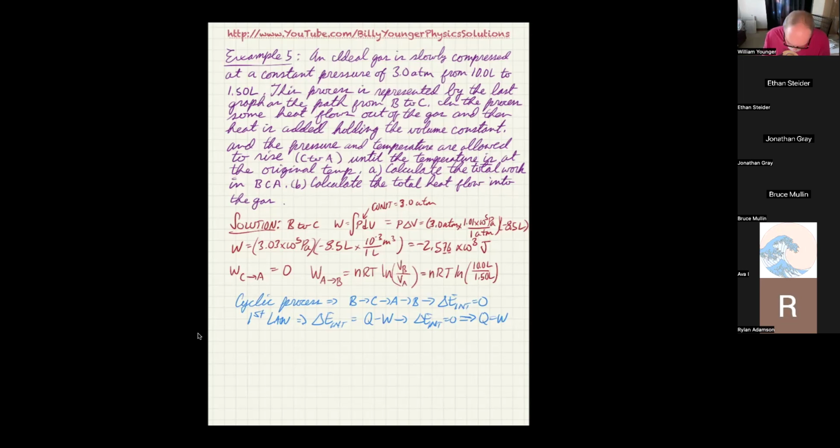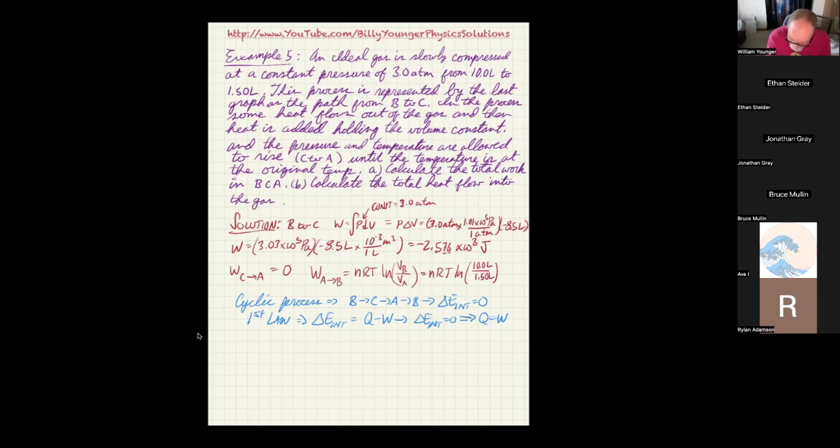So ultimately, we can say, I want to make sure I read this right. I was writing it down, but I want to make sure I wrote everything right. It says an ideal gas is slowly compressed at a constant pressure of 3 atmospheres from 10 liters to 1.5 liters. This process is represented by the last graph as the path from B to C. In the process, some heat flows out of the gas, and then heat is added, holding the volume constant. And the pressure and temperature are allowed to rise until the temperature is at the original temperature T. Calculate the total work.